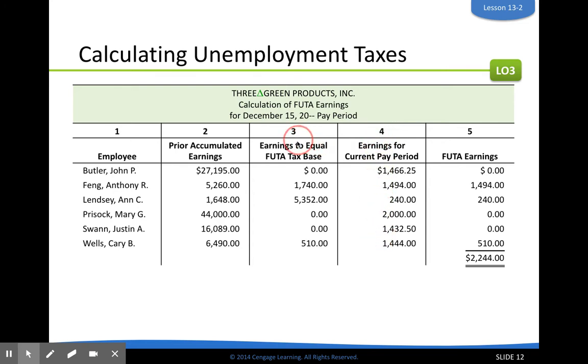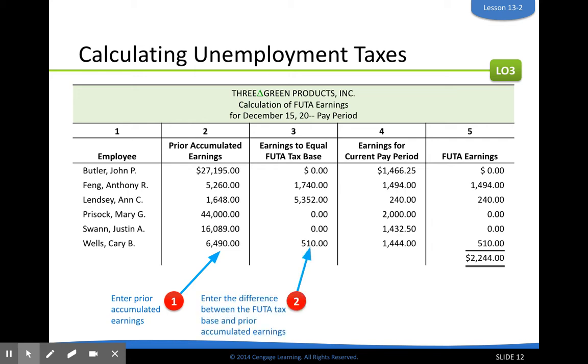Now column 3 is something new. What we are looking to calculate is how much more an employee needs to earn to reach $7,000. So we've earned this much up to this paycheck. That's column 2, how much they've earned up to this point. Column 3 is the difference between the FUTA tax base and prior accumulated earnings. You calculate this by taking 7,000 minus column 2. So 7,000 minus that 27,000 amount gives you a negative number. So we just leave that as 0.